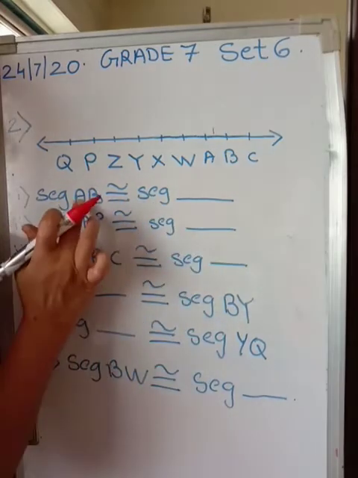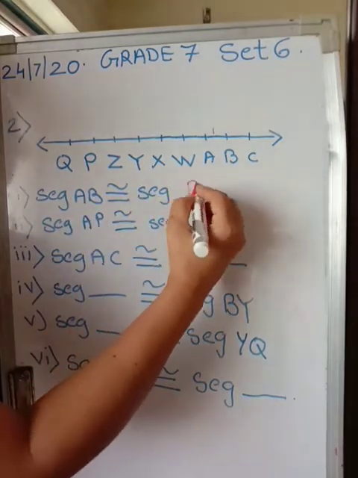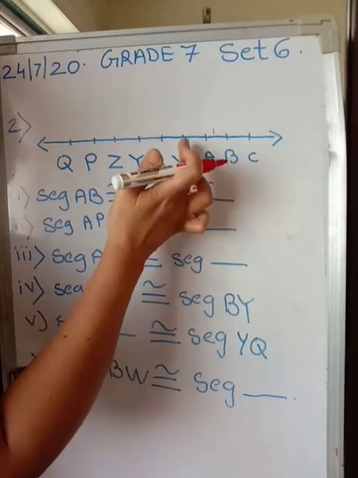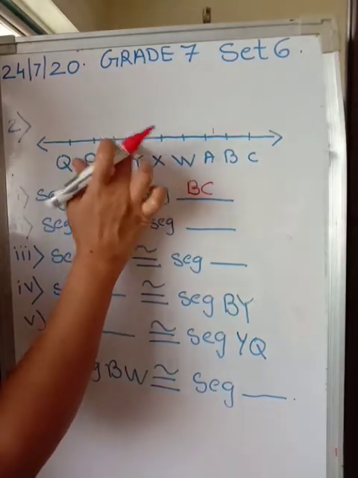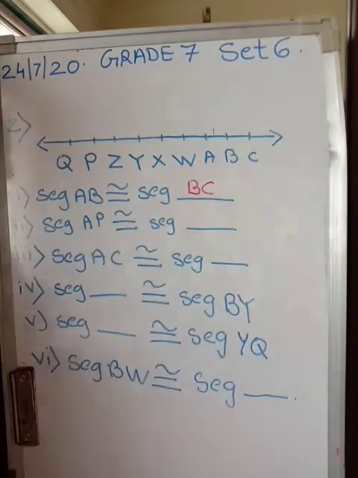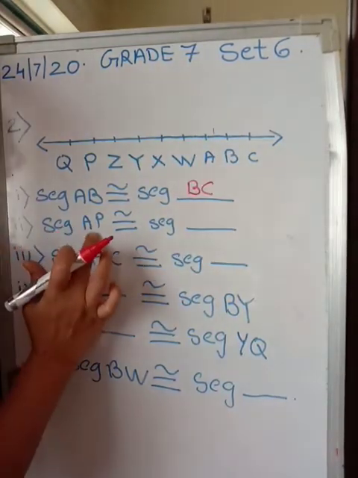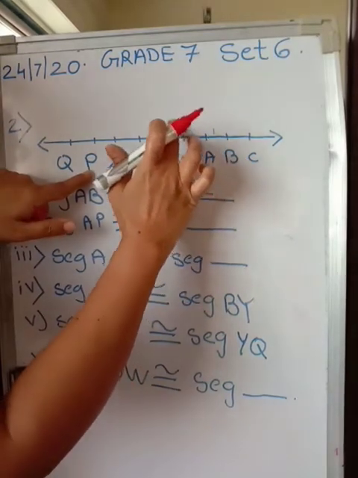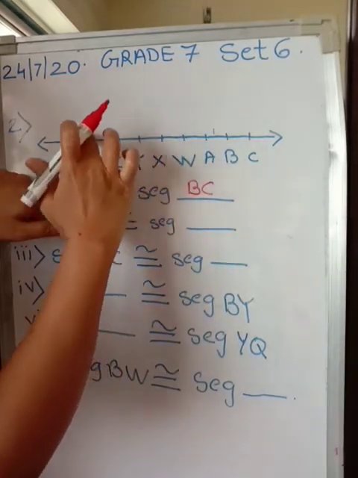So I can write here AB is congruent to segment BC. I can also write WA, I can also write WX, I can write ZY, ZP. Many options are possible. Okay. Now segment AP, just count A and P. How many units are there? 1, 2, 3, 4, 5 units.